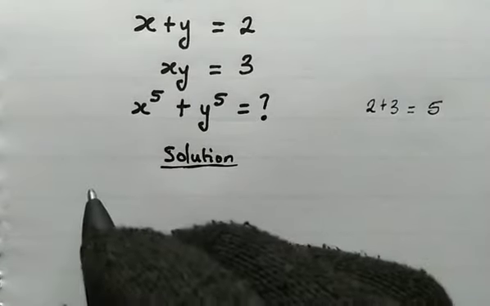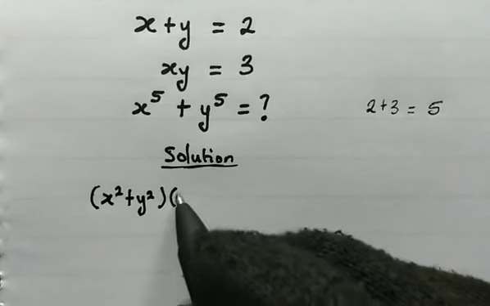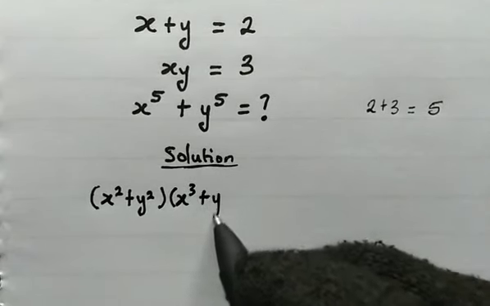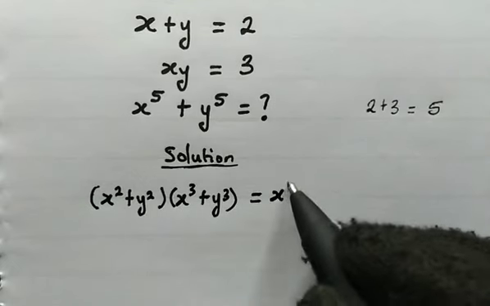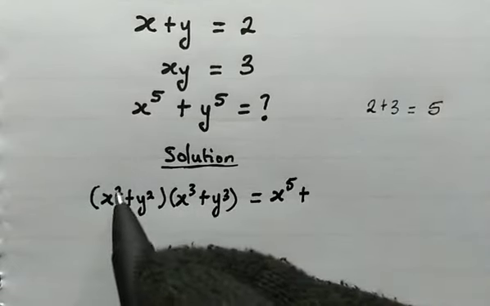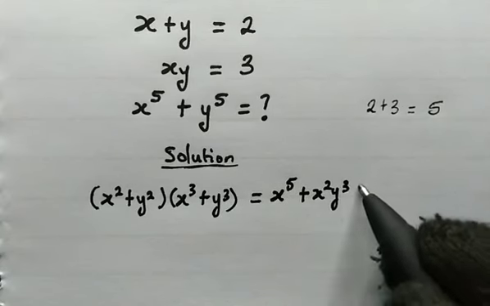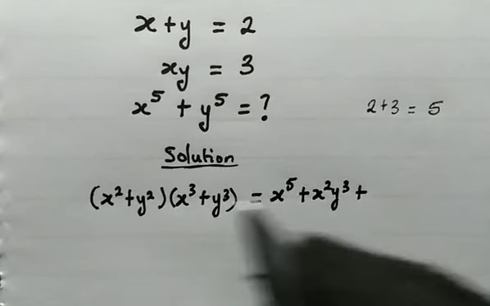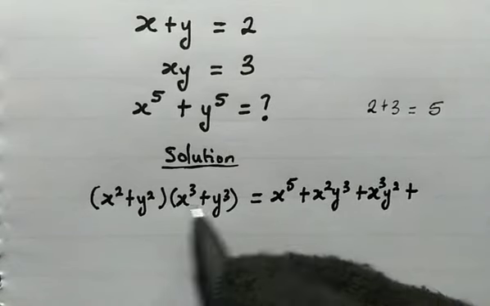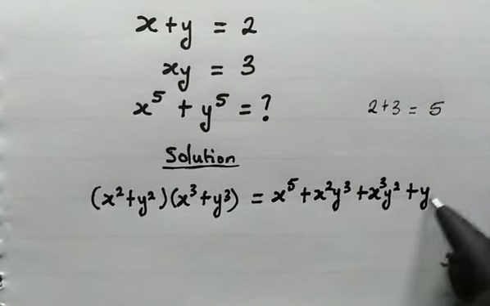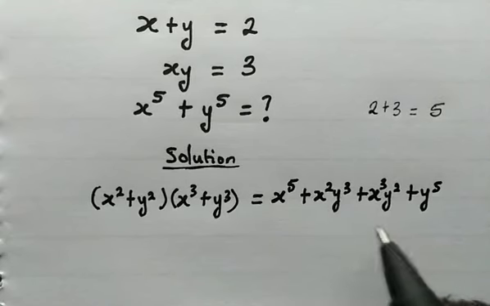Okay, now let's think about expanding x squared plus y squared multiplied by x cubed plus y cubed. Now, x squared times x cubed will give us x to the power of 5, plus x squared times y cubed will give us x squared y cubed. Then plus the second term here, y squared times x cubed will give us x cubed y squared, plus y squared times y cubed will give us y to the power of 5. Now from here, all we need to do is to rearrange the right hand side of this equation, right?